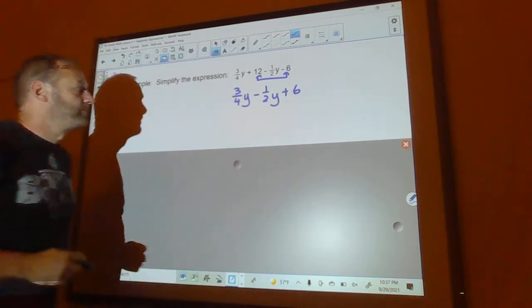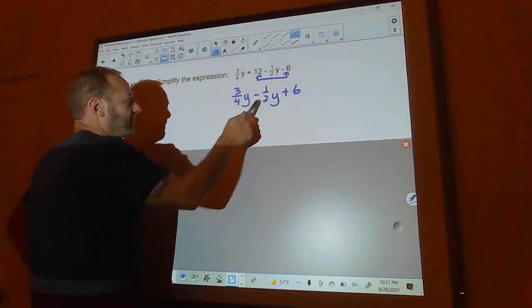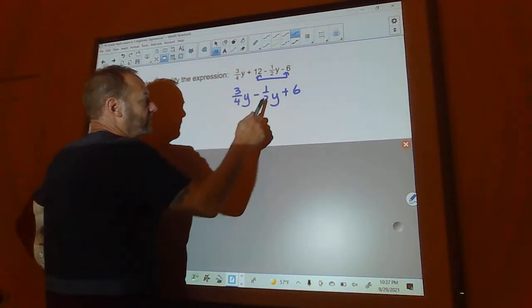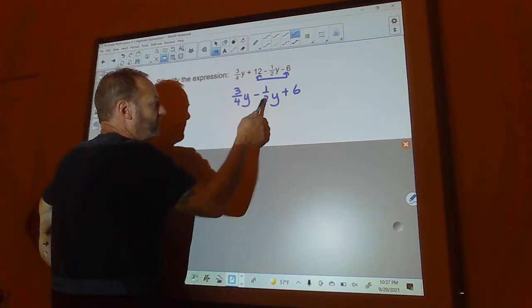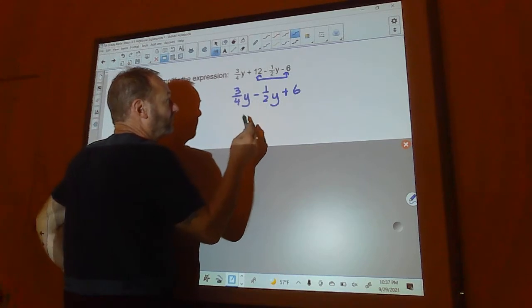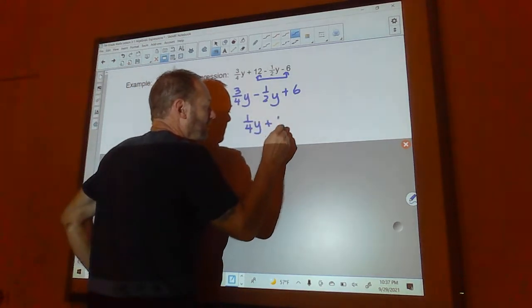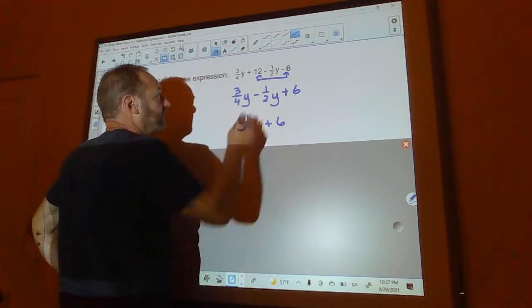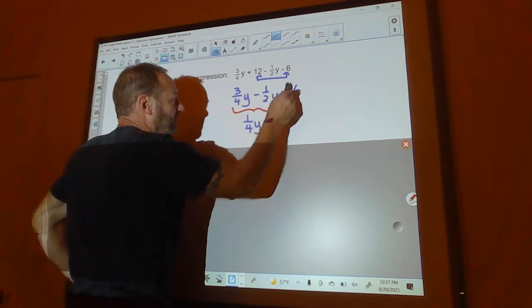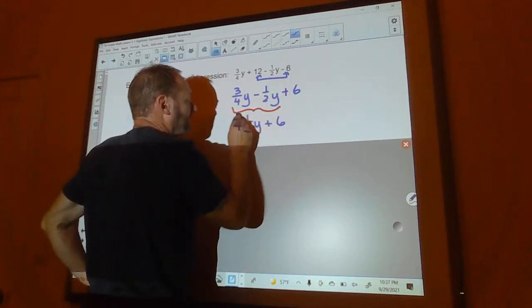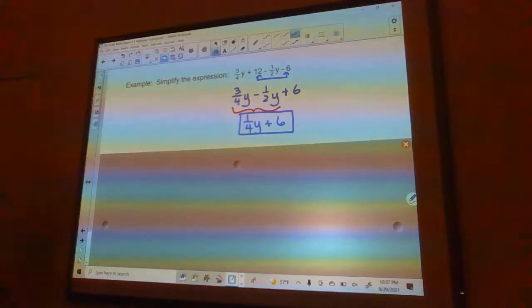Now I can combine my like terms, but first I'm going to have to get a common denominator. So this is a pretty easy one. I can do this one in my head. This is 2/4. So 3/4 minus 2/4 would be 1/4 y plus 6. And so I've combined those here. And here's my final answer, 1/4 y plus 6.